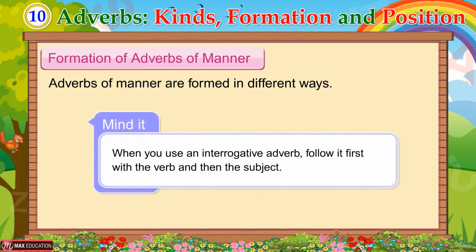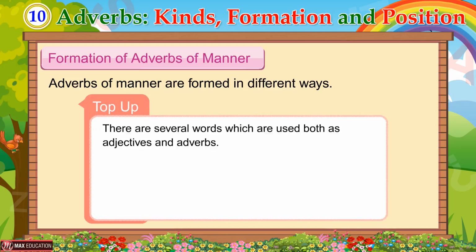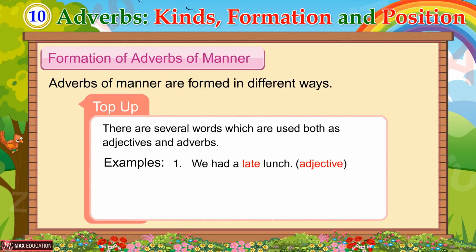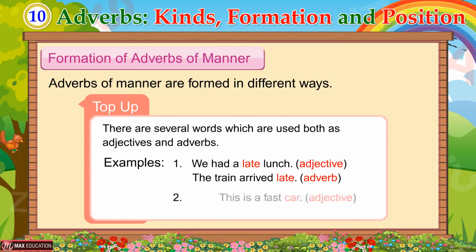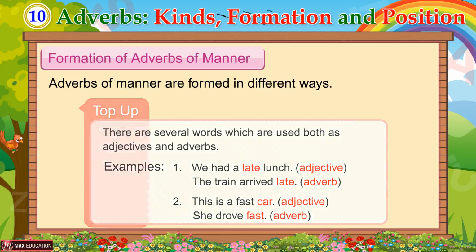Remember: when you use an interrogative adverb, follow it first with the verb and then the subject. Top up. There are several words which are used both as adjectives and adverbs. Examples: 1. We had a late lunch. Adjective. The train arrived late. Adverb. 2. This is a fast car. Adjective. She drove fast. Adverb.